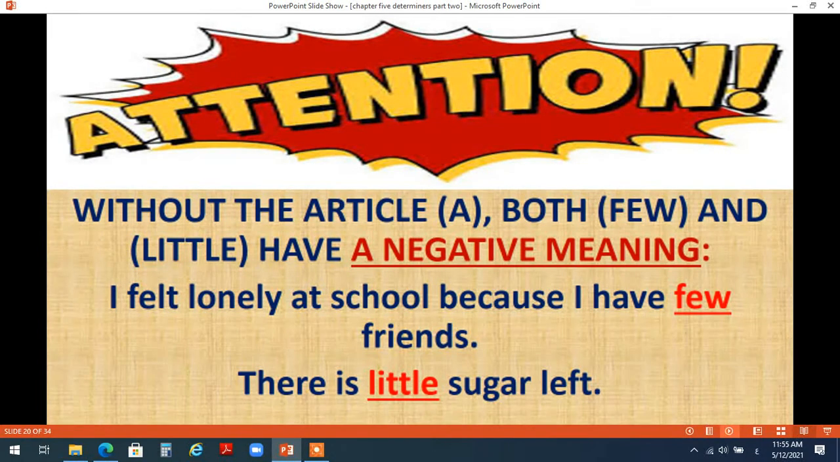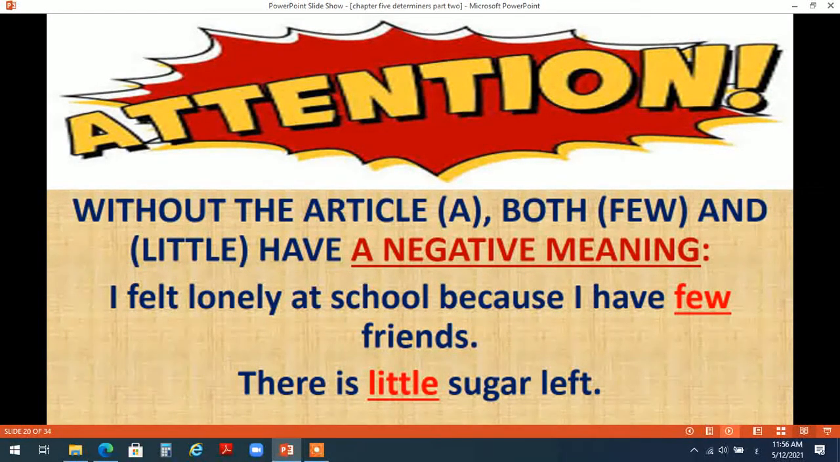An important note: without the article a, both few and little have a negative meaning. If we do without the article a before few and before little, they take on a negative meaning somewhat. For example, if you say I felt lonely at school because I have few friends, it is as if you have a very small number of friends, almost none.